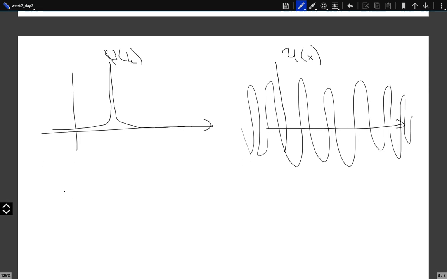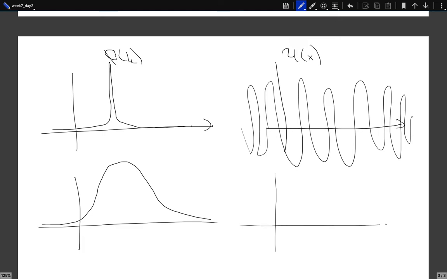If phi of k gets larger, let's say if this is our phi of k, then psi of x becomes something like this. Now the k value of this particle can have this value, it can have many values. But the x values, it can still have many x values. But the allowed x values are limited in range.